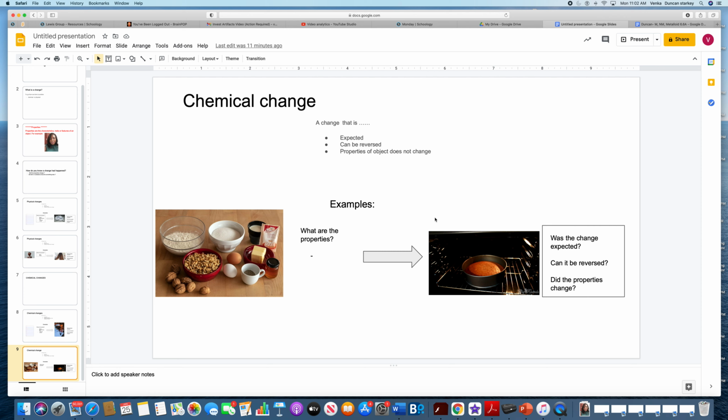That concludes our chemical versus physical changes. I hope this, along with the Brain Pop video, helped you and gave you a clearer understanding of chemical and physical changes.